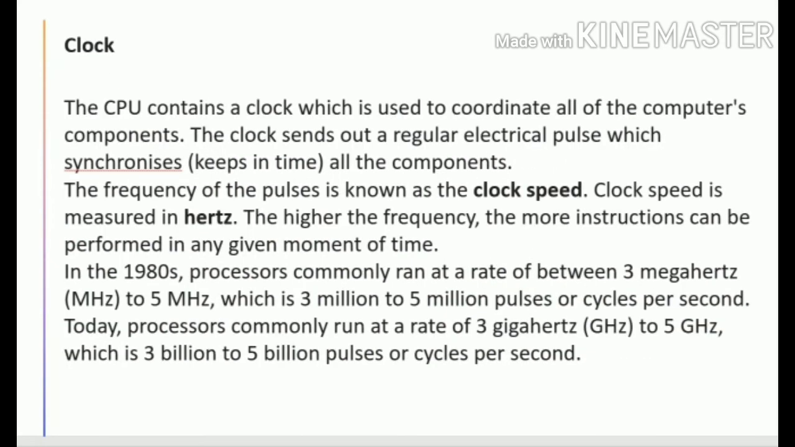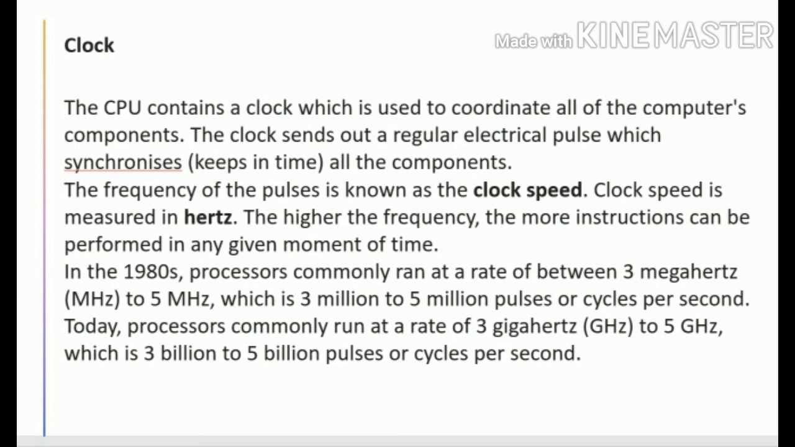Last is the clock. The CPU contains a clock which is used to coordinate all of the computer's components. The clock sends out a regular electrical pulse which synchronizes, keeps in time, all the components. The frequency of the pulse is known as the clock speed. Clock speed is measured in hertz. The higher the frequency, the more instructions can be performed in any given moment of time.